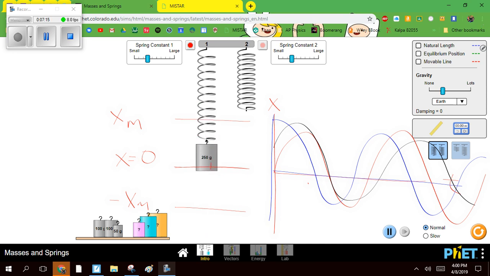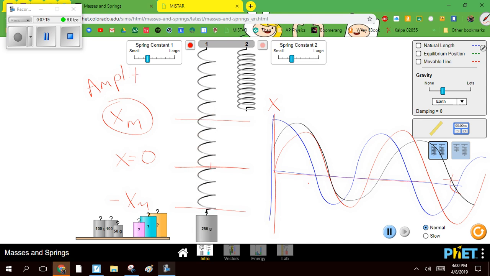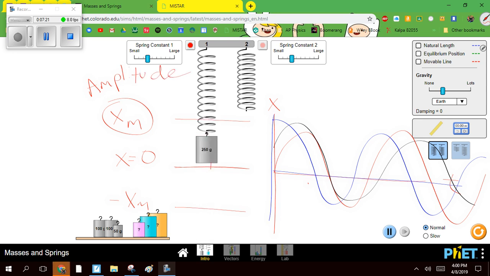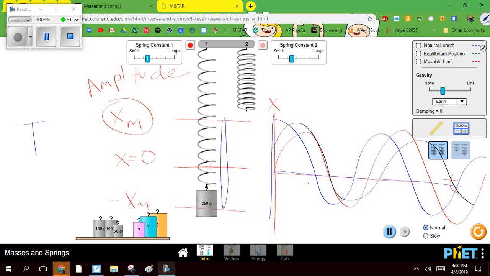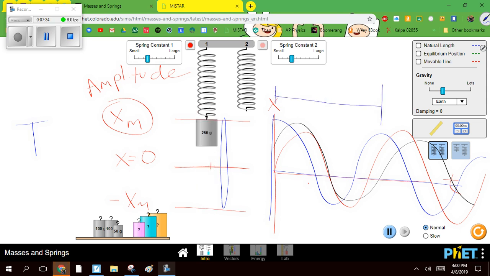Now this xm is what's called the amplitude. I will frequently just call it x max, all right? Other values we care about are the time it takes to complete one oscillation, the time it takes to go from here to here. That's called the period, the time from crest to crest.